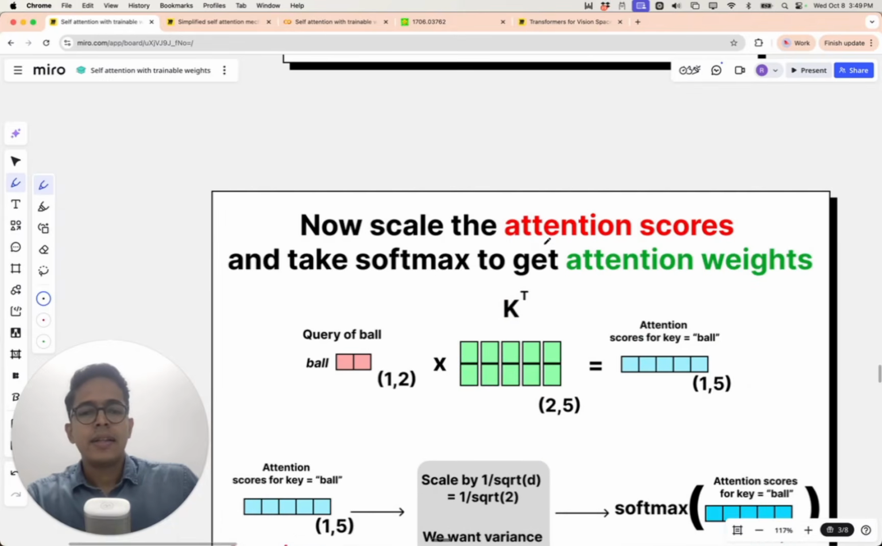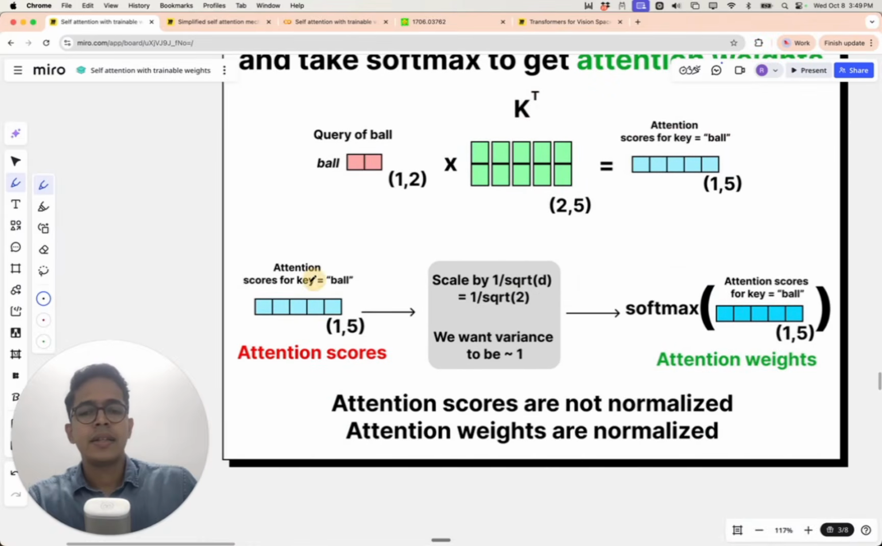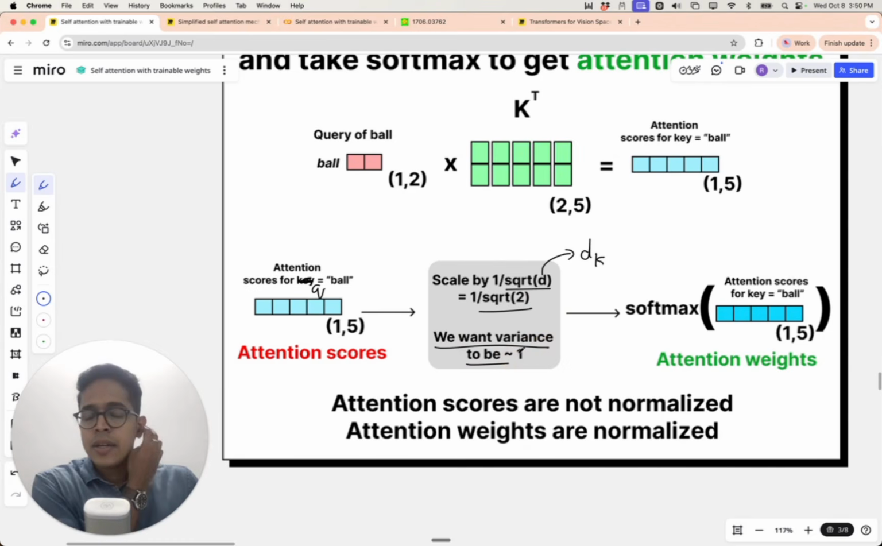Once you get attention scores, they are not attention weights. These attention scores are scaled by 1 by square root of d, where d is the dimension of the key space, 1 by square root of dk. In our case, it's 1 by square root of 2. The reason we are doing this is because we want the variance to be 1. I will explain this in a short moment. Why exactly does 1 by square root of d scaling work, or why is it not 1 by d, or some other number?